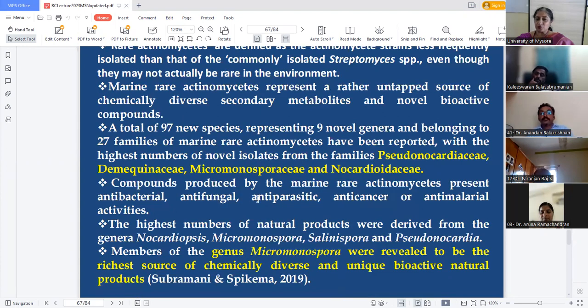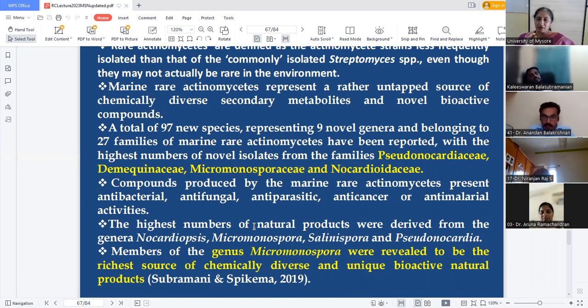Okay. And so far, compounds produced by marine rare actinomycetes represent several activities such as antibacterial, antifungal, anti-cancer potential, anti-malarial, anti-parasitic, etc. The highest number of natural products is obtained from the following genera, that is Micromonospora, Salinispora, Pseudonocardia. I don't know how many of you are familiar with this name, Salinispora. Now, this is a novel actinobacteria that has been isolated with over 2,500 strains from the marine environment. Marine environment means from the ocean at a depth of 1,100 meters below.